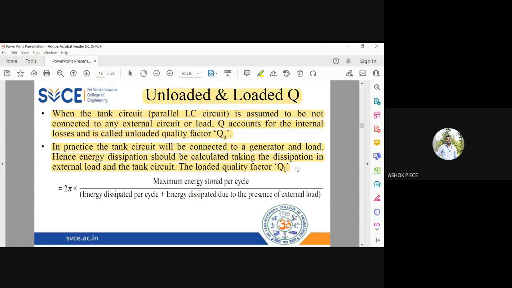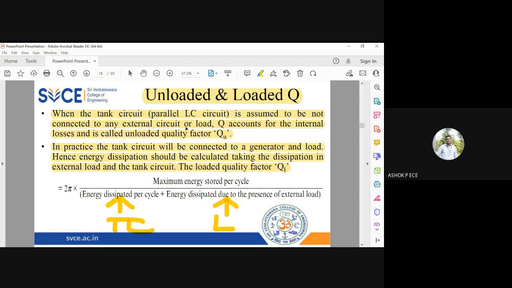That quality factor will be called QI, and QI is given by 2 pi into maximum energy stored per cycle divided by maximum energy dissipated per cycle plus energy dissipated because of the external load. This part is because of your tank circuit, and this part is because of your load or external load, whatever you are going to connect. If this load is not there, you call it unloaded QU. If that load is connected, you call it loaded quality factor. They call it QI. Some books refer to it as QL. Both are correct. Unloaded and loaded difference you should know.